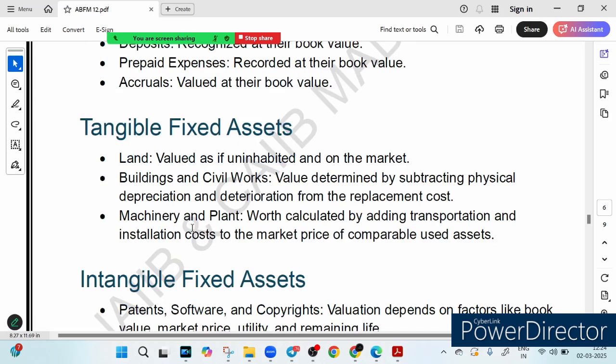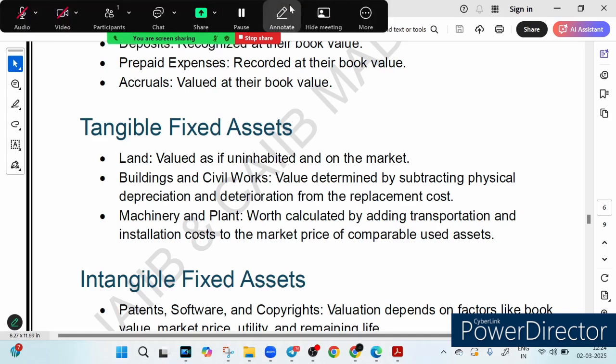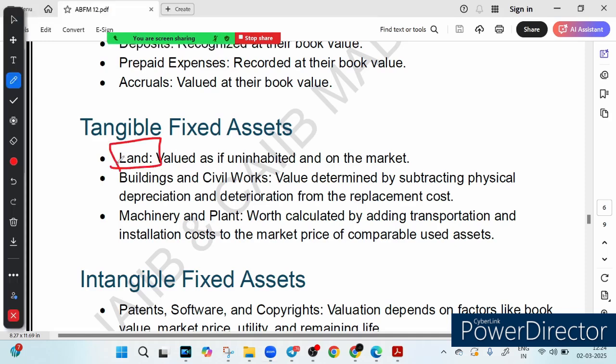Then we have something called tangible fixed assets, the physical ones. Now comes the interesting part. Big assets like land, building, machinery need proper valuation. Land never depreciates. This is the evergreen asset. It never depreciates, but its value depends on the market demand. Yes, land value depends on the market demand. So when valuing land, we assume that it is vacant and available for sale. No extra calculation.